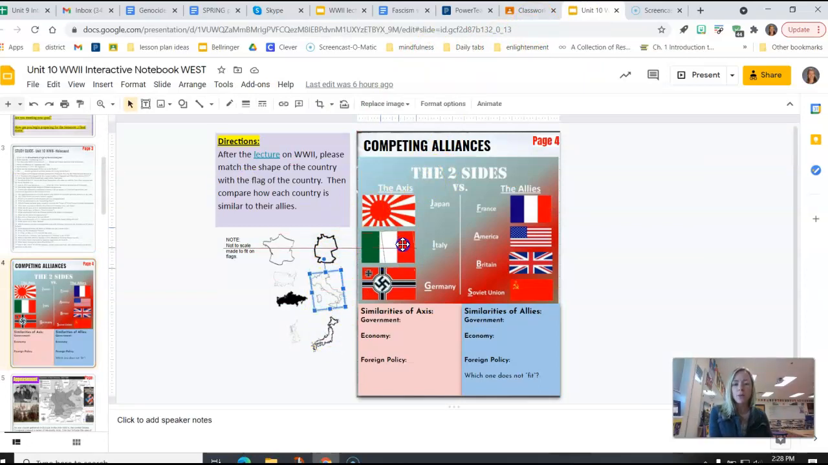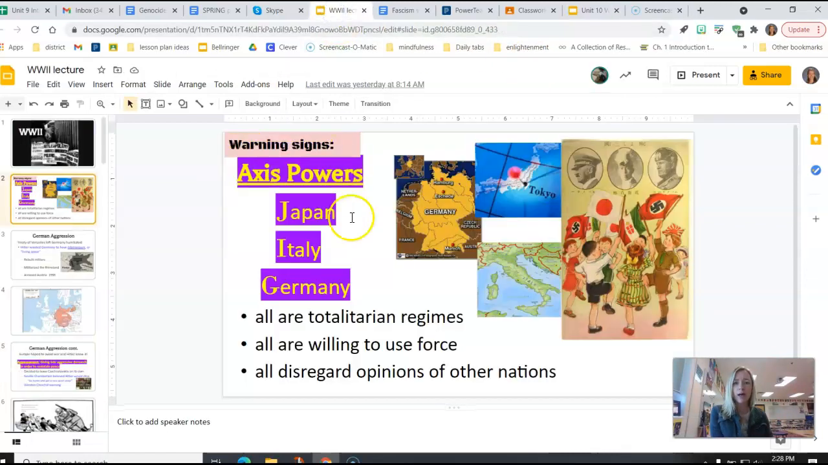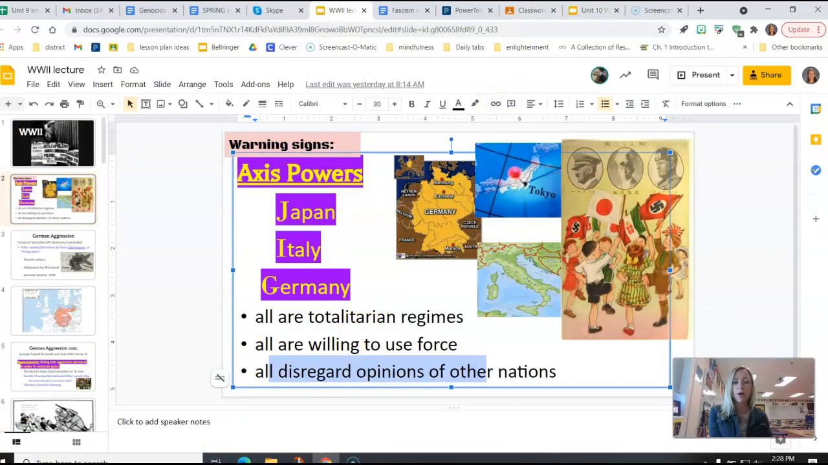If you're looking at the Axis powers, you're going to drag and drop the countries over on top of the country that is in the Axis powers. You may want to Google the shape of Japan or the shape of Germany or something like that if you aren't able to figure it out on your own. So here we've got Germany, here we've got Japan. Then the government I already mentioned, so you'll want to go back and take a look at what type of government they have. I also told you about their foreign policy right here.